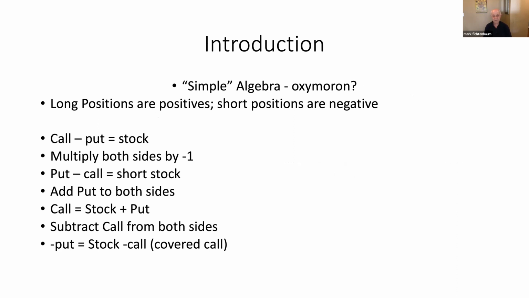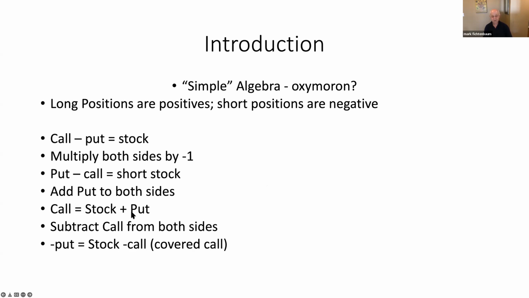And I don't know, some of you might say there's no such thing as simple algebra, but unfortunately, we're going to have to use algebra. Our long positions are positive, our short positions are negative. So we just proved this one, call minus put equals stock. Well, if I multiply both sides by -1, I then end up with put minus call, long put, short call equals short stock. If I go back to my first equation and I add a put to both sides, what do I come up with?